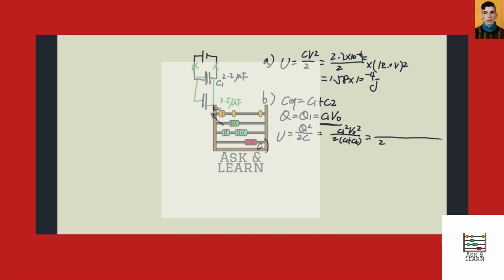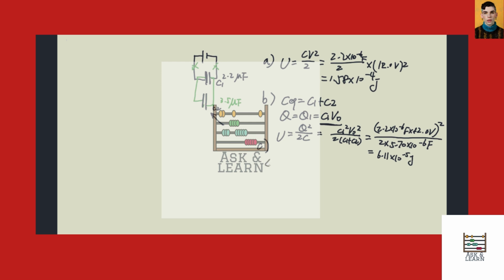So this is C1, 2.2 times 10 to the negative 6 farad, times 12 volt squared, over 2 times 5.7 times 10 to the negative 6 farad. And this is 6.11 times 10 to the negative 5 joule.